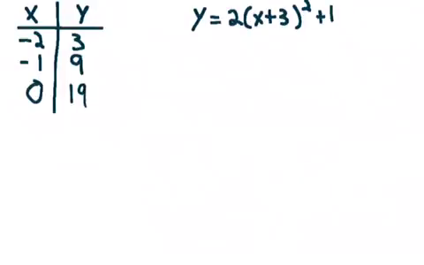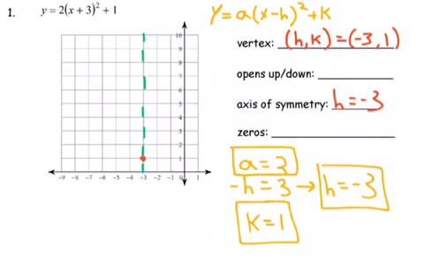So these are my 3 points that I want to plot. -2 and 3, -1 and 9, 0 and 19. Now make sure you don't get these confused, okay? The -2 is going to be what's on the x-axis. The -1 is going to be what's on the x-axis, and the 0 goes with the x-axis. The 3, 9, and 19 are what go on the y-axis. So let's go back to our graph.